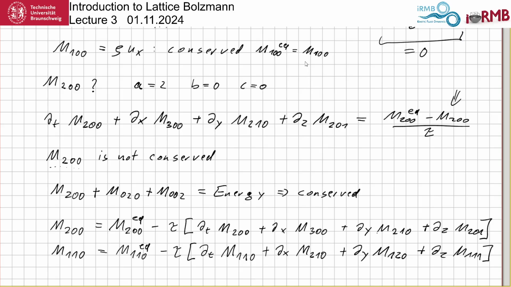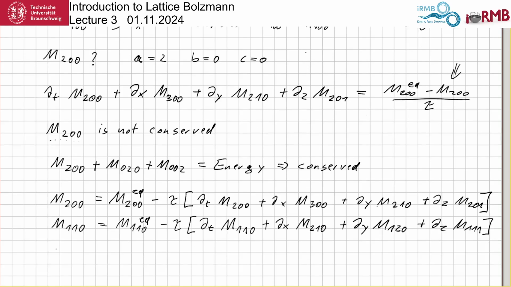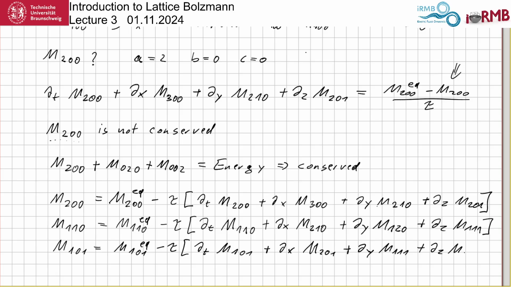And then we need M101. This is M101 equilibrium minus tau, dt M101 plus dx. Now we are counting x one up. This is M201 plus dy. Y one up is M111, plus dz M102. Okay, so this is how it always works.